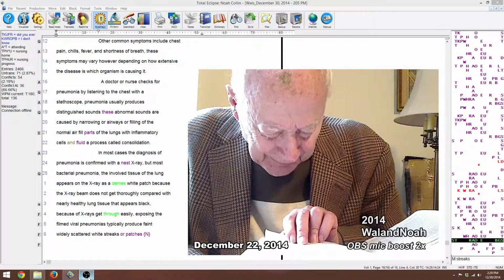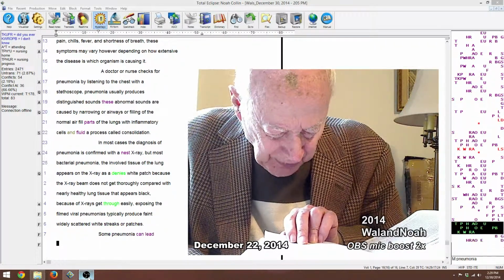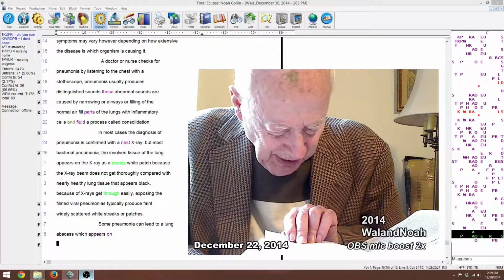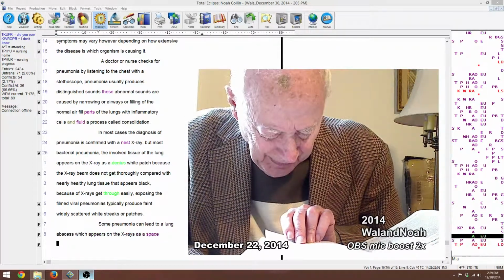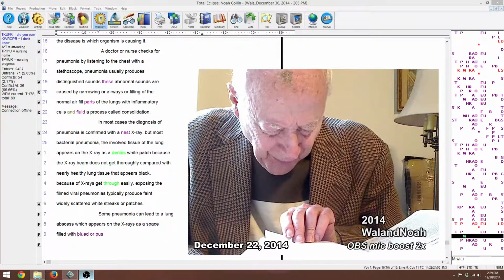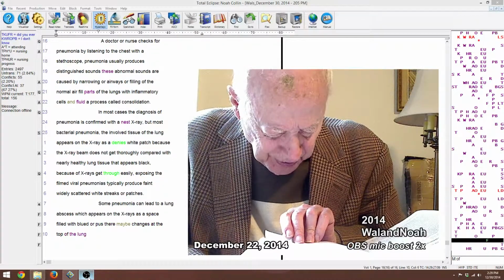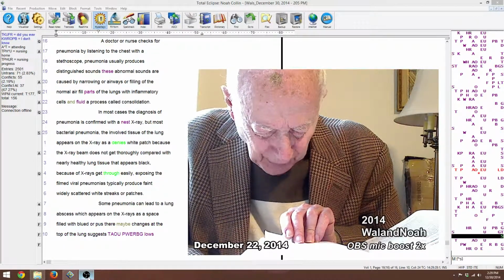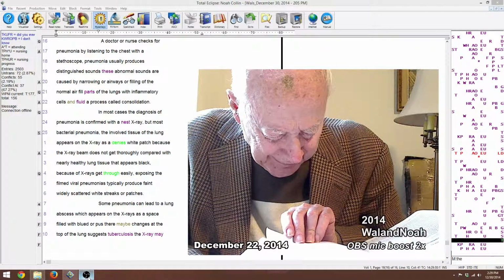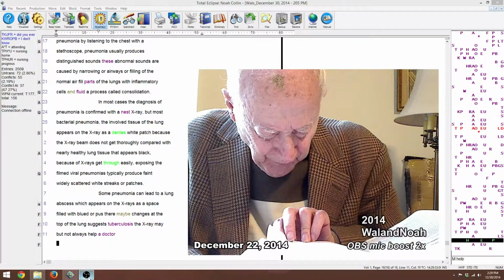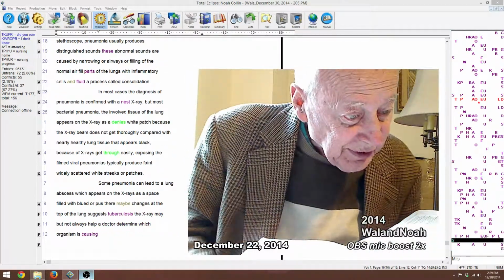Some pneumonia can lead to a lung abscess, which appears on the X-ray as a space filled with fluid or pus. There may be changes at the top of the lung suggesting tuberculosis. Thus, the X-ray may, but not always, help a doctor determine which organism is causing the disease.